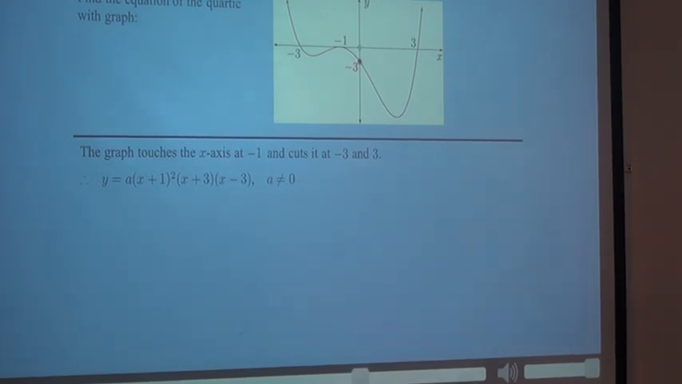The other piece of information we are given is the y-intercept. We can use this to determine the value of a. The y-intercept is minus 3, so we substitute x equals 0 and y equals minus 3 into our factored quartic, and solve to find that a equals 1/3. We can now write down the complete quartic function.